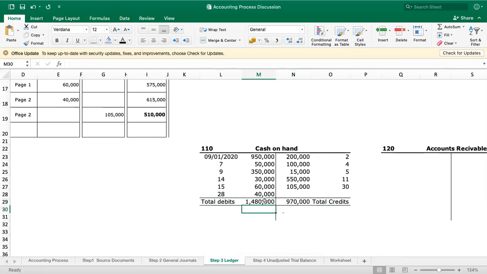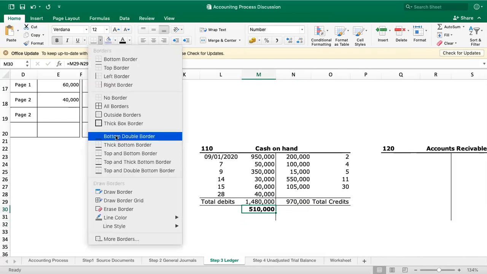Your total debits. So debits is 1,480. Your credit is 970,000. Therefore, let's deduct. So you have a total debit balance of 510,000. This is the balance of your cash on hand on September 30, 2019, before adjustments. Therefore, we can put a double rule here.